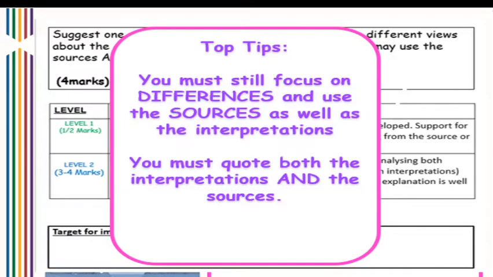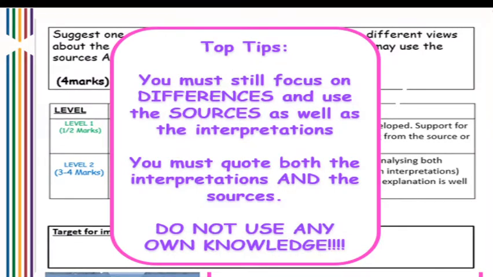You have to quote both the interpretations and the sources as well. Okay? So we're quoting the sources this time as well as the interpretations. And once again, do not use any own knowledge. So this is purely, we don't use the own knowledge until the 16 marker of this kind of series of questions in these 3 questions. Okay, so no own knowledge, we're just using sources and interpretation this time.